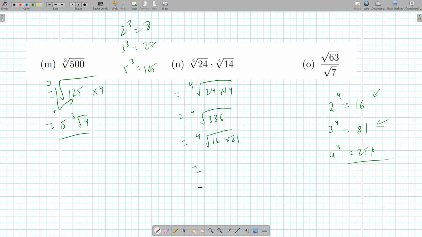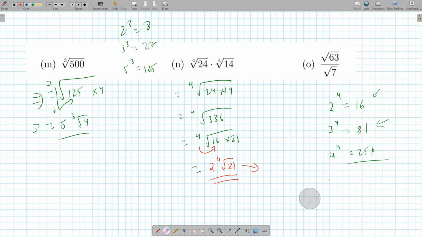Now what will be the final answer here? Like we did here, how do you go from here to here? Same idea. What's the 4th root of 16? 2. What else is left? The 4th root of 21. And there we go, that's the final answer, okay? And we leave it in this form because this number is irrational. It keeps going on forever.